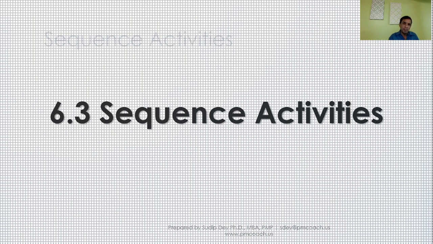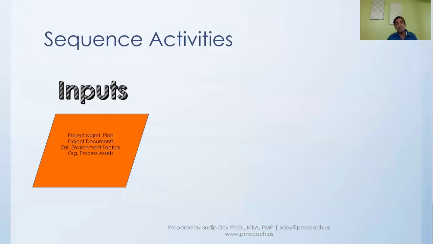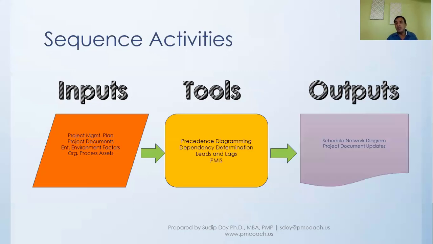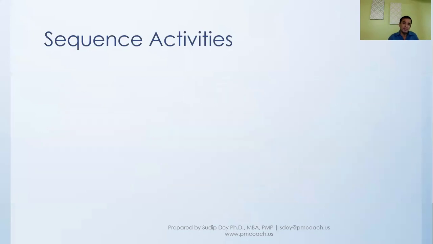In this process, the input will have, again, the project management plan, in other words, the schedule management plan. We'll have the project documents, for example, what activities we have defined, and then, of course, environmental factors and organization process assets. The tools that we'll use in this particular process primarily will be the precedence diagram, we'll talk about that, and of course dependency determination, leads and lags, and PMIS, we'll talk about. Schedule network diagram is what will come out as the output, and of course, some project document updates.